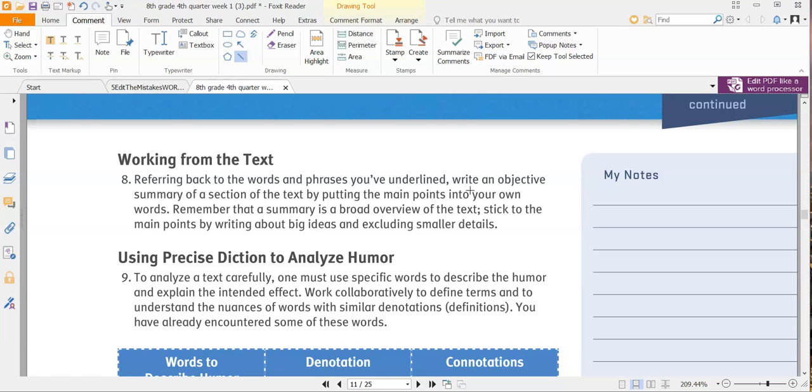So for this question, you're going to need to summarize one section of the text. And when it says section, it's not talking about paragraph. It's referring to everything underneath one of the bolded sections. So you could choose which one you want to summarize, but it has to be an entire section. When you do that, you could write it in your notes over here, and that's just fine.